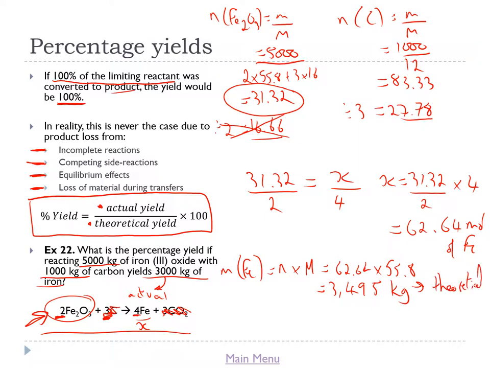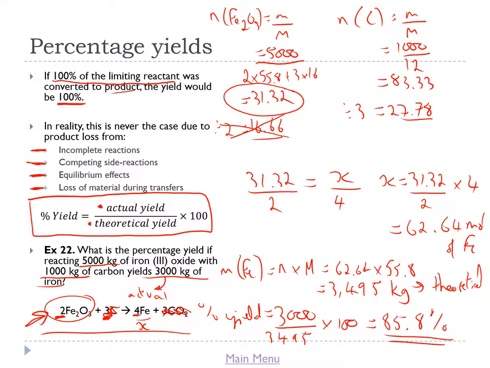Okay, so now we can do our percentage yield calculation. You say percentage yield equals our actual yield, which was 3,000, over our theoretical, which was 3,495, times 100, and that equals 85.8%. Now, 85.8% is actually a pretty good percentage yield. When I did my degree, I was basically happy if I got anything over 50%, so well done then.